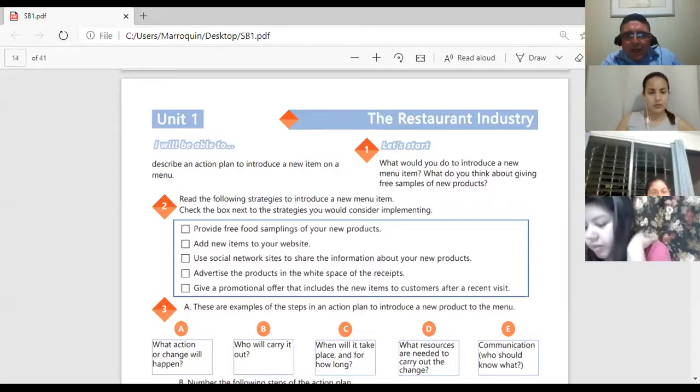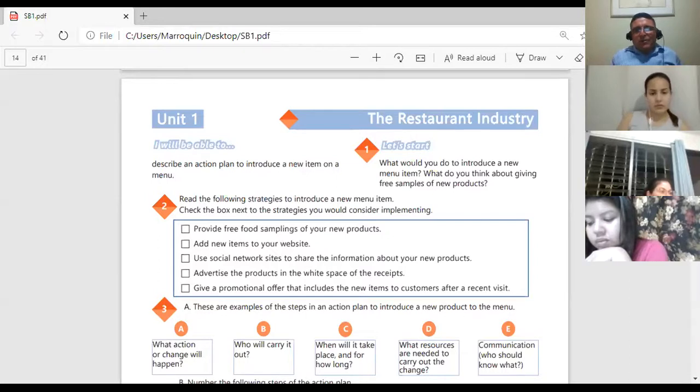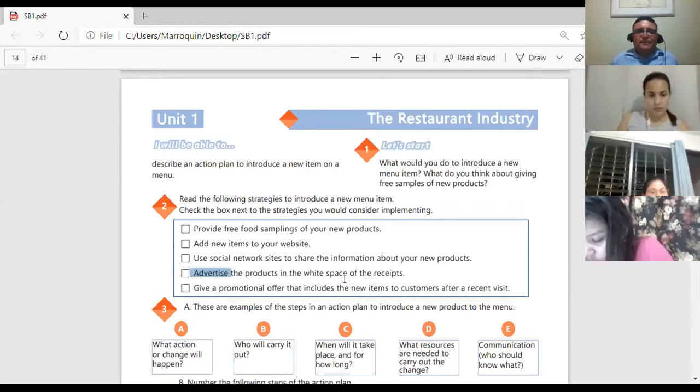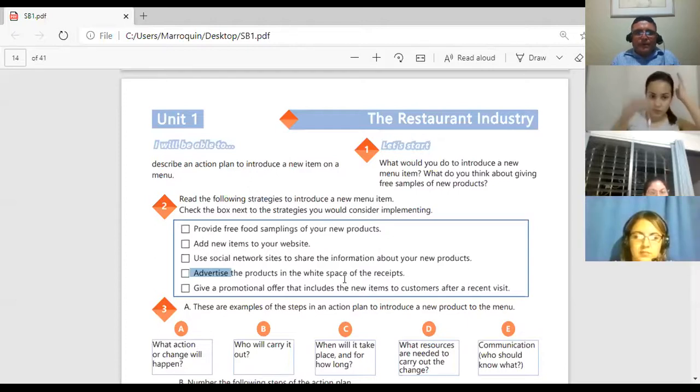Where is that word, incluir? Oh yeah. Give a promotional offer that includes, que incluya el nuevo producto, the new item. Okay, any questions? What's the meaning of advertise? Anuncio. Anunciar, yes, advertise the products. Okay. Yeah, advertise is right here, advertise, yes. Any questions or comments before you start working in groups? Sorry, I didn't hear the meaning of advertises. Advertise means anunciar. Okay. Promocionar. Thank you. Sure. Thank you.